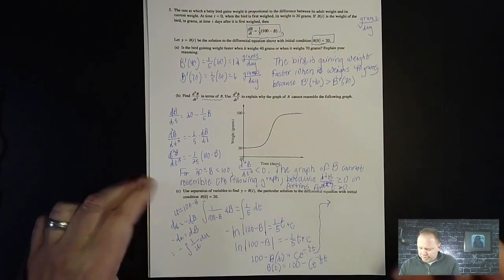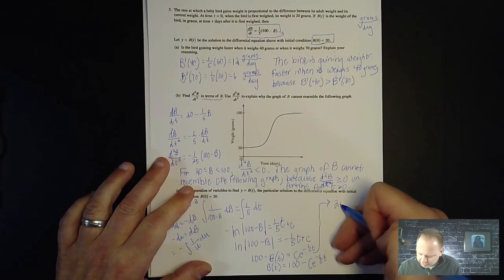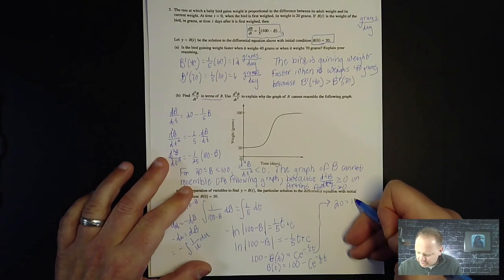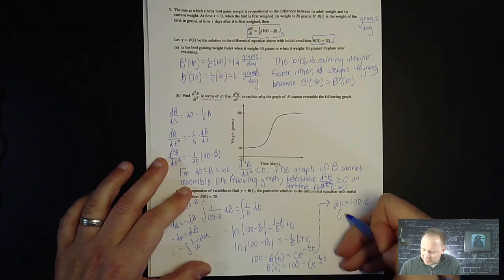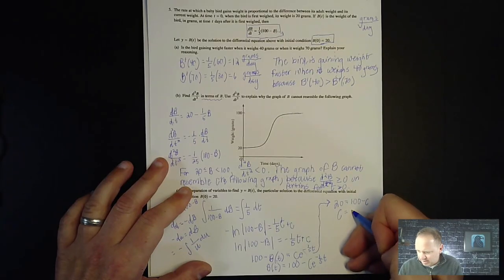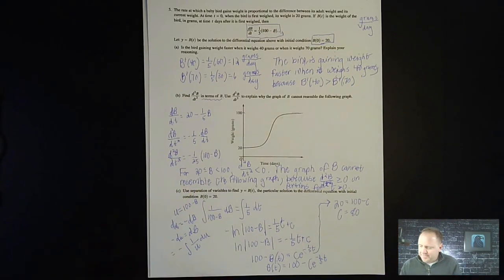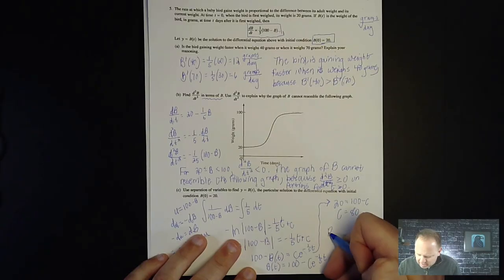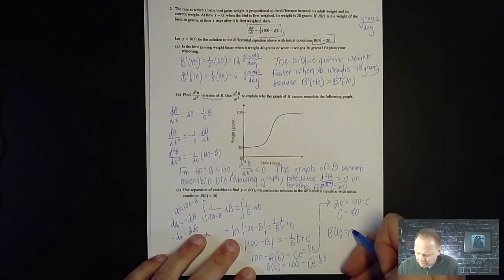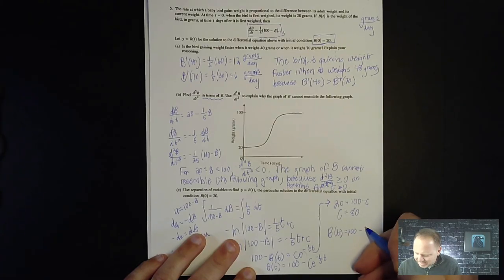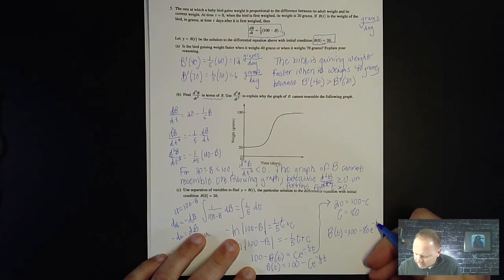But I know at B of 0 it's 20. So 20 would equal 100 minus C. I would add C over, subtract 20 over here. C would be 80. So my B of t would equal 100 minus 80 e to the -1/5 t.